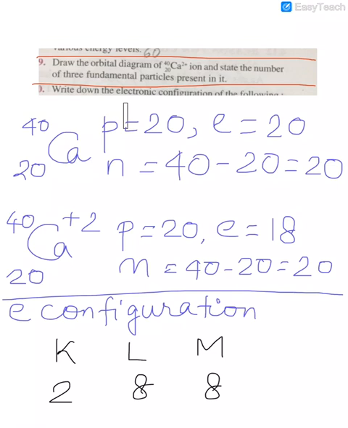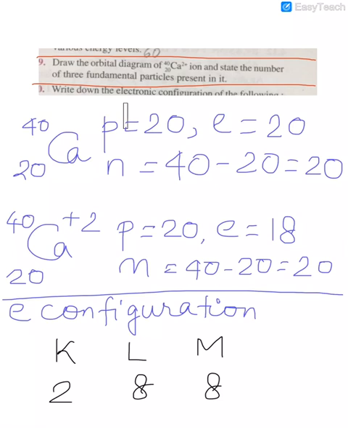Now, there is a question in the previous chapter: draw the orbital diagram of Ca plus 2, 40,20 ion and state the number of 3 fundamental particles present in it. Diagram you can draw very easily. In case of calcium only, not ion, it is 40-20, proton is 20, electron is 20, now neutron is equal to 40 minus 20 is equal to 20. If you go for the calcium plus 2 ion, it is proton 20, electron 18 because it has already lost 2 electrons and neutron is 40 minus 20 is equal to 20.